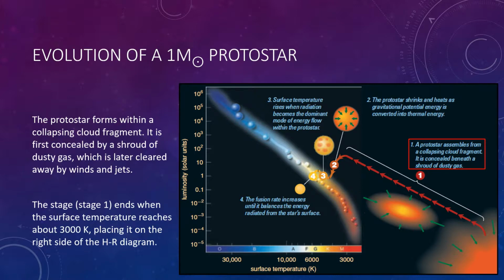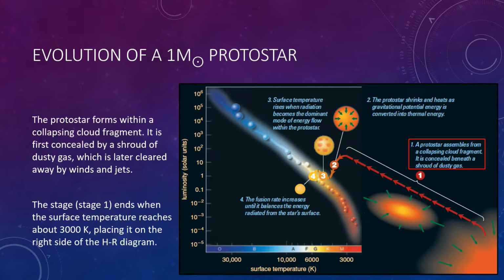For a 1 solar mass protostar, the protostar forms with a collapsing cloud fragment. At first it is concealed by a shroud of dusty molecular gas, which is later cleared away by winds and jets, as we've discussed in our past lecture. During this stage, energy moves within the protostar to the surface primarily through convection. This stage, stage 1 in the figure, ends when the surface temperature reaches about 3000 degrees Kelvin, placing it on the right side of the HR diagram.